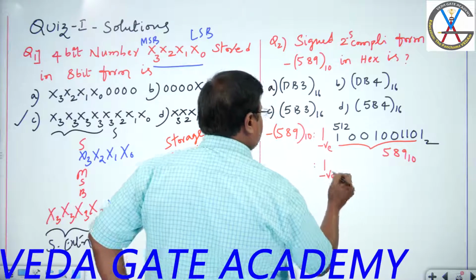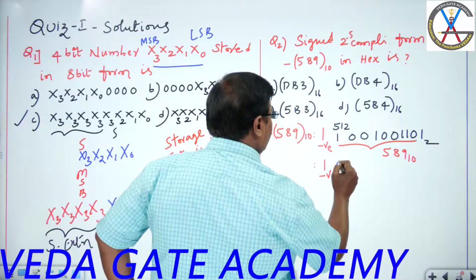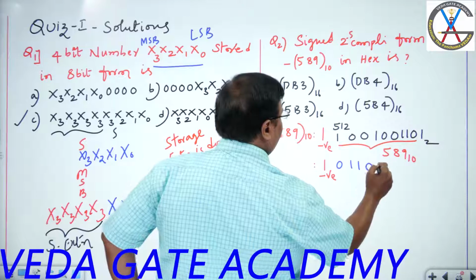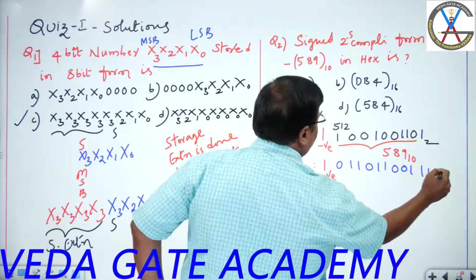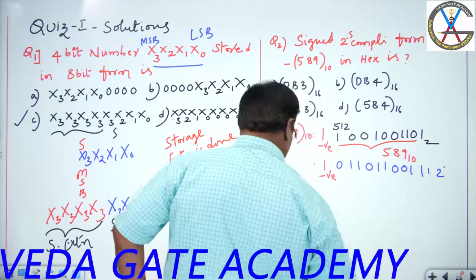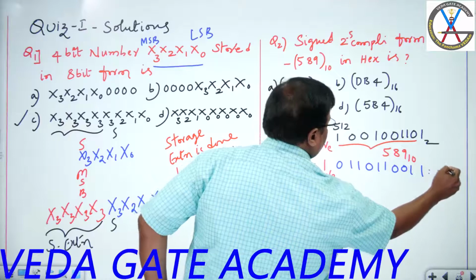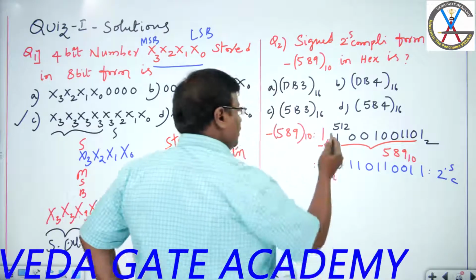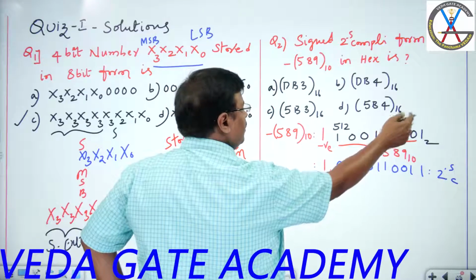Sign must remain the same. Data 2's complementing: 0, 1, 1, 0, 1, 1, 0, 0, 1, 0 plus 1. And this is the 2's complement: 0, 1, 1, 0, 1, 1, 0, 0, 1, 0 plus 1 is 1.